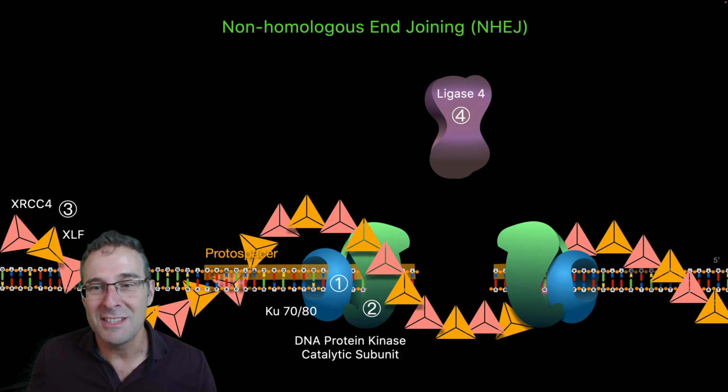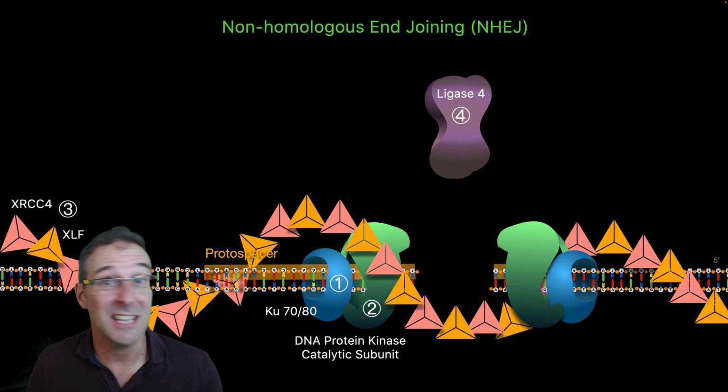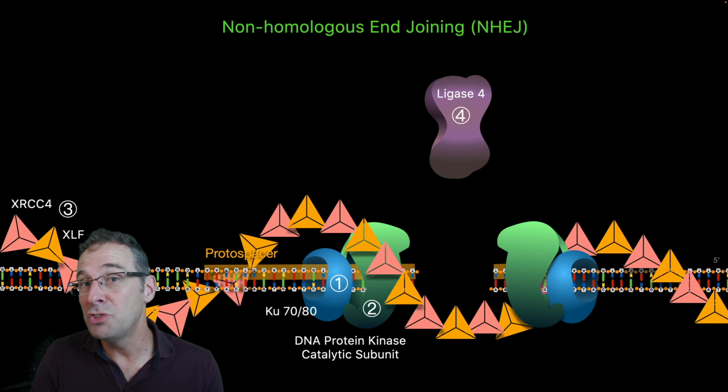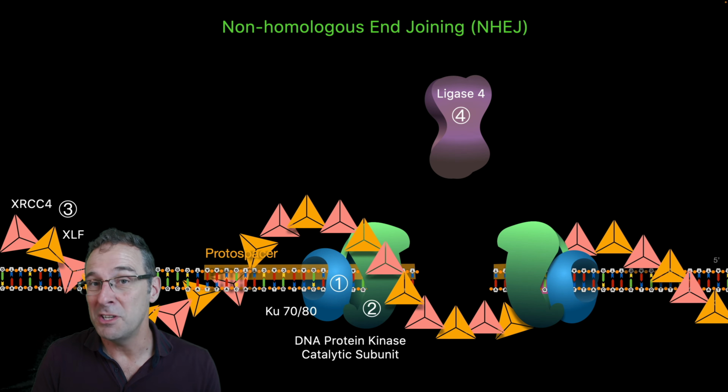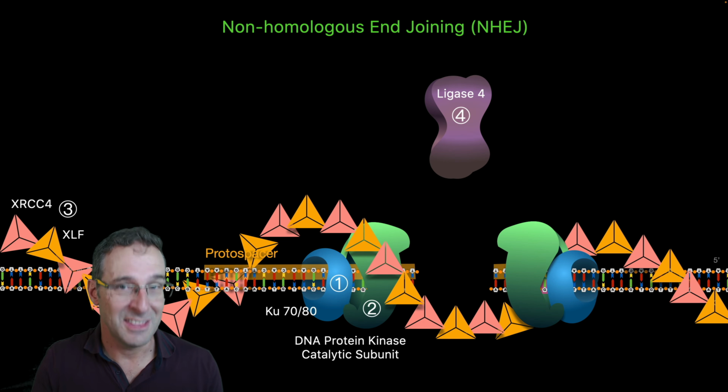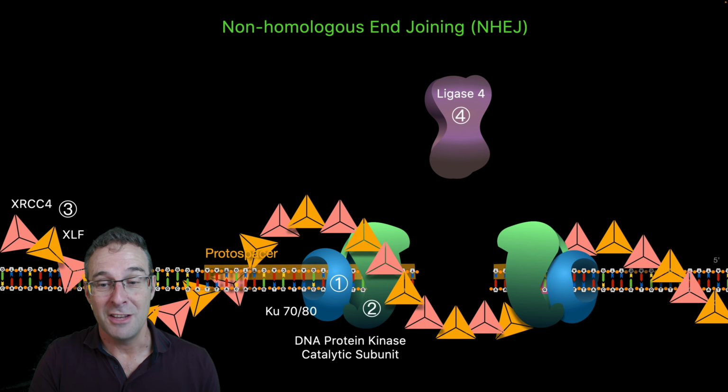And then another enzyme called DNA ligase 4 will join those two ends of the DNA. It makes a sugar phosphate bond between the sugar of one nucleotide and the phosphate of another nucleotide, joining the two broken ends back together again.